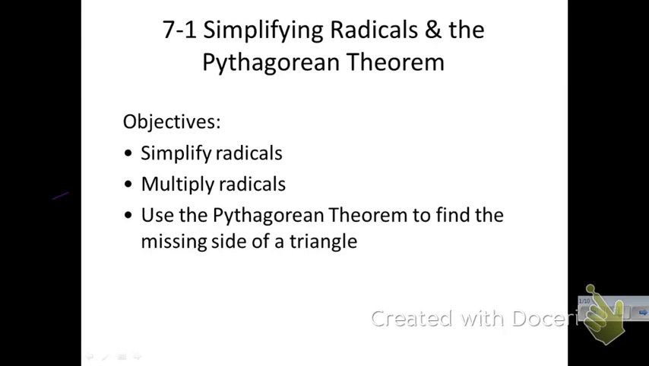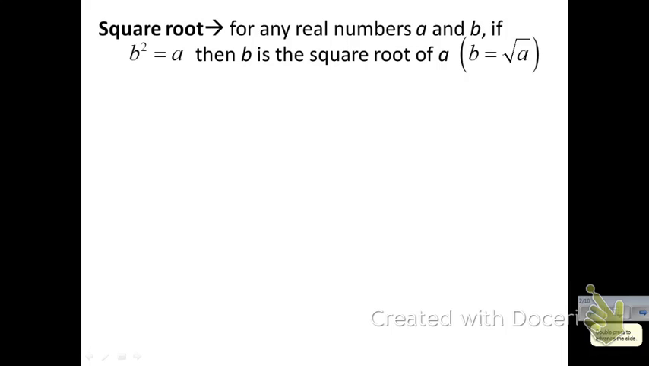In class today, we learned how to simplify radicals and to apply the Pythagorean theorem. So we're going to simplify radicals, multiply them, and then we'll use the Pythagorean theorem to find the missing side of a triangle. Okay, so square root: for any real numbers a and b, if b squared equals a, then b is the square root of a.